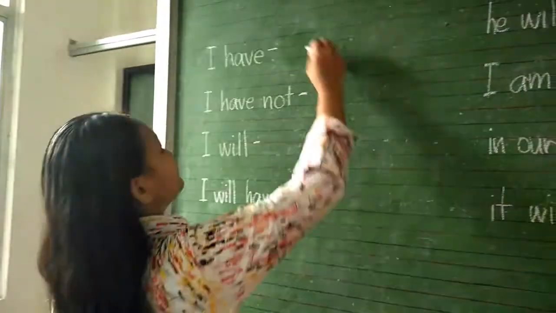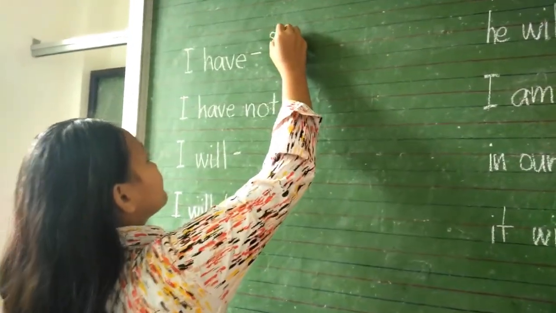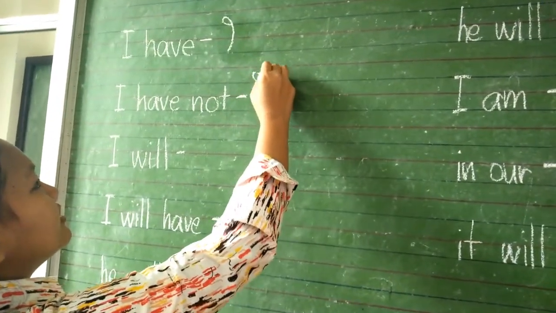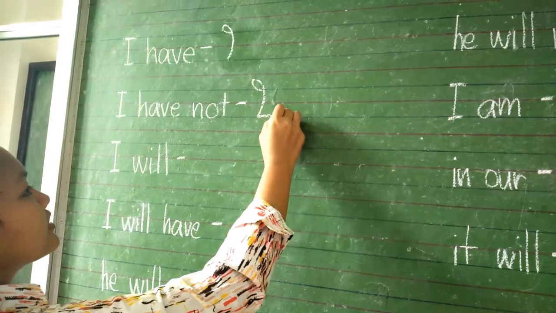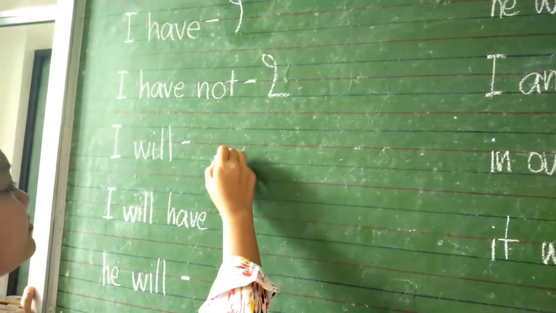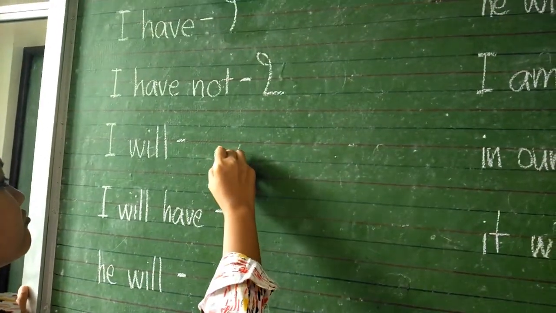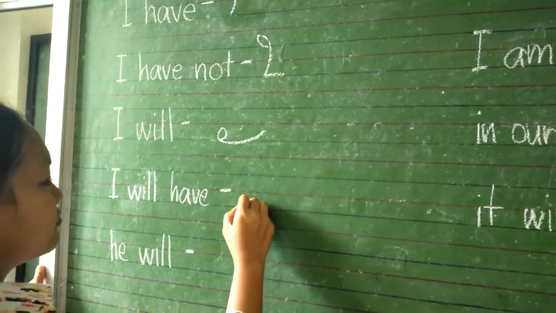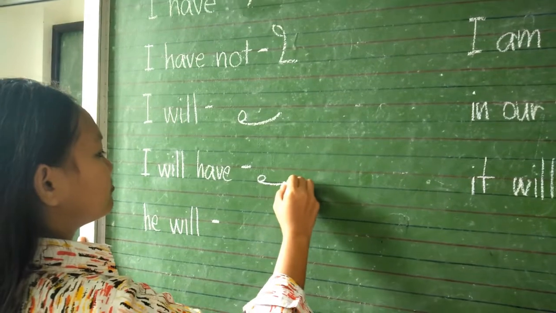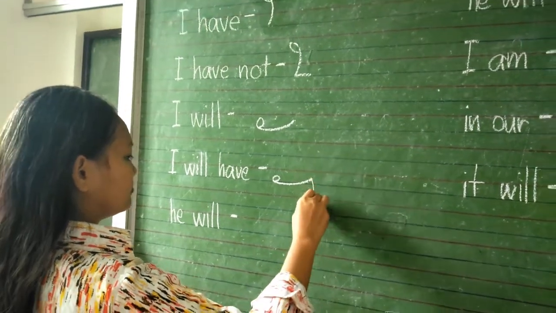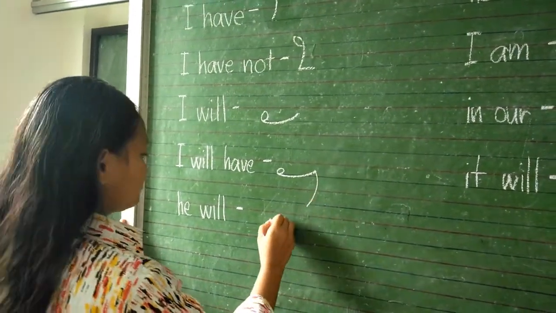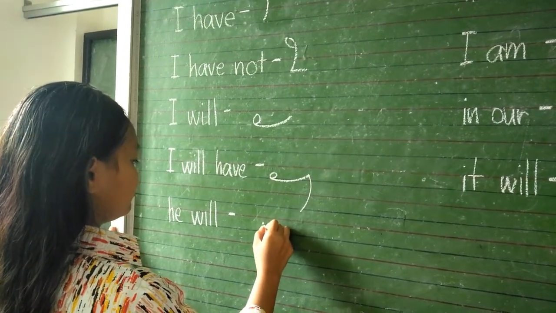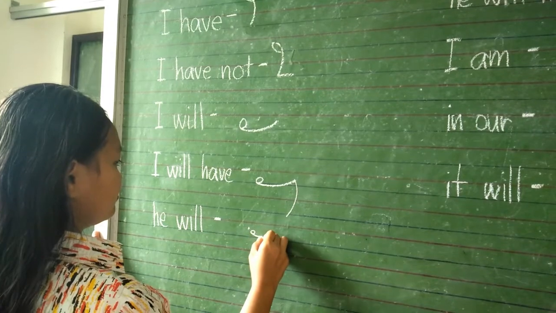I have is represented by A and V. I have not is represented by A, V, and N. I will is represented by A and L. I will have is represented by A, L, and V. He will is represented by H, E, L.